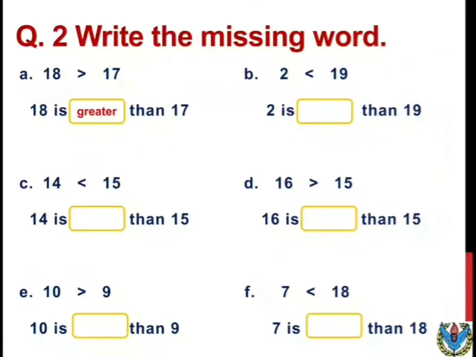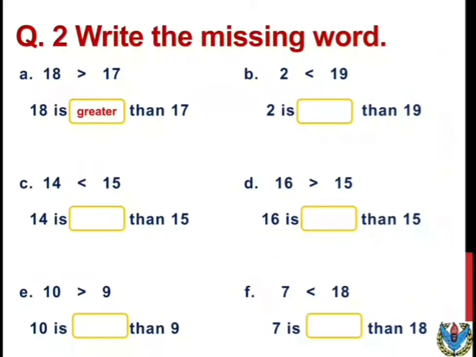So we will start question number 2. Write the missing word. Part A is already done in your Countdown Book 1. But we will start from part A. Look at the numbers 18 and 17, and they have mentioned that 18 is greater than 17. We have to write it in words. How will we write it in words? 18 is greater than 17.